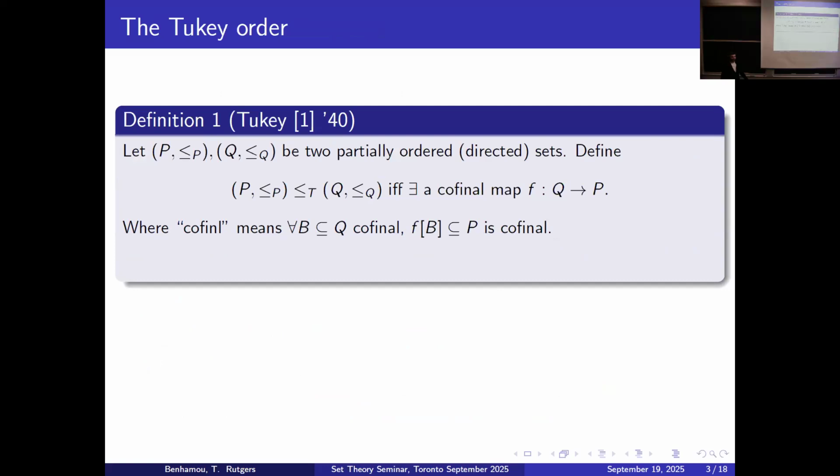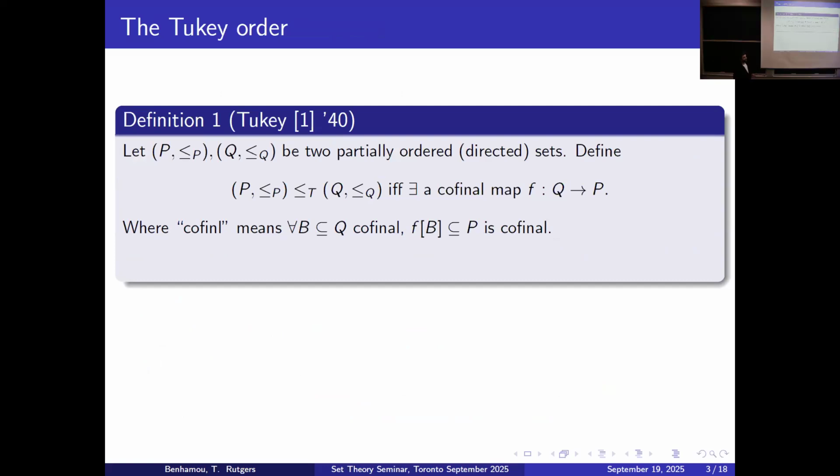Definitely some of you know what it means, but not everyone. So let P and Q be two partially ordered sets. We say that P is Tukey below Q if there is a cofinal map from Q to P. So cofinal maps are thought of as a kind of projection.